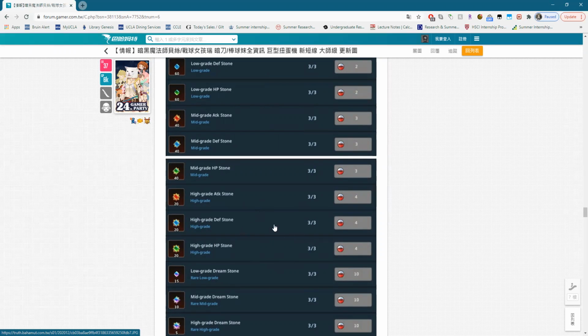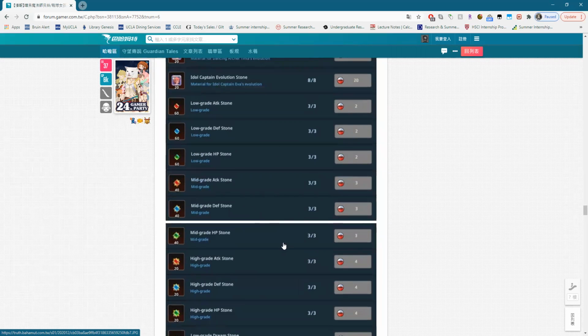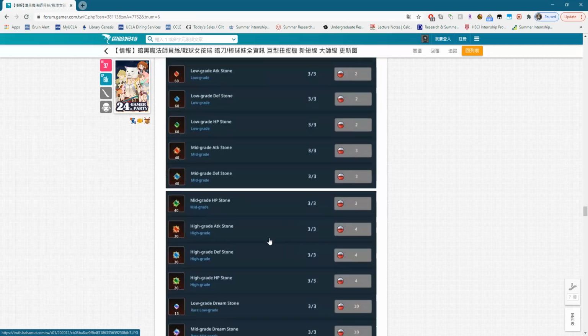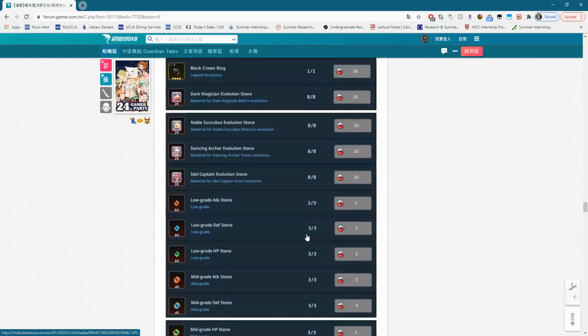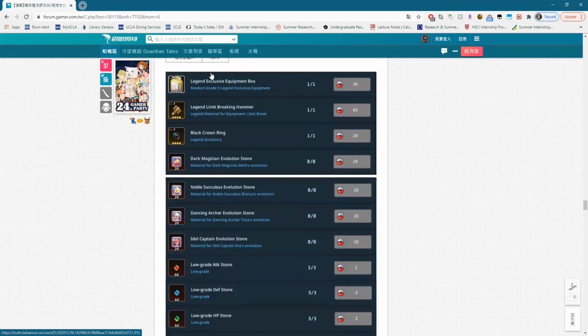If you're not paying for the Awakening Stone packet, which is $30 a month, or you're paying 300 gems each day to rerun it, these Awakening Stones will be your biggest bottleneck. So I highly urge you to get these first. And then afterwards, we'll probably be the exclusive box, and then the Evolution Stones, then maybe the hammer.